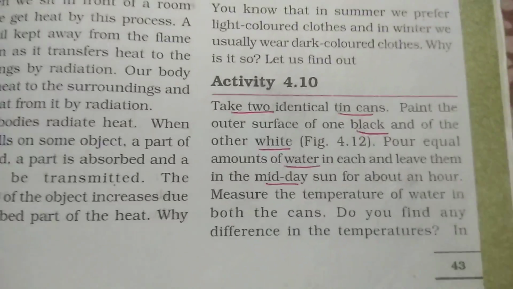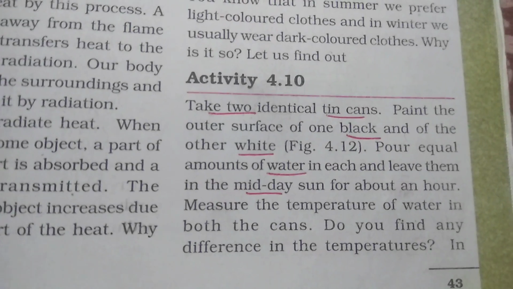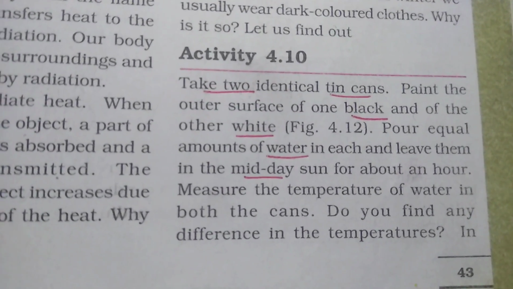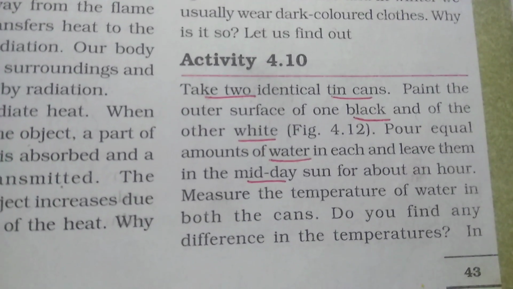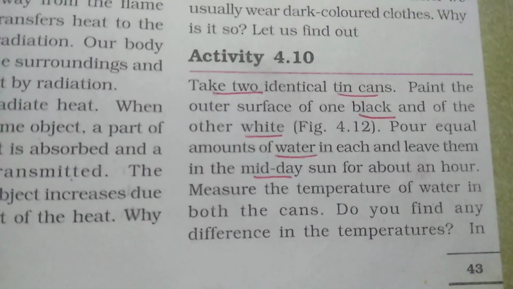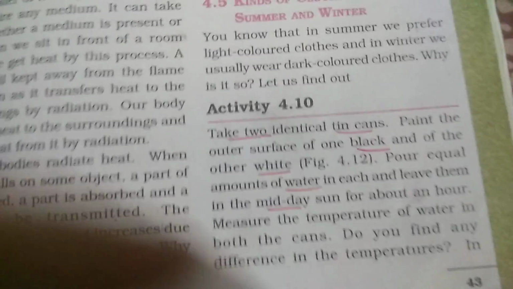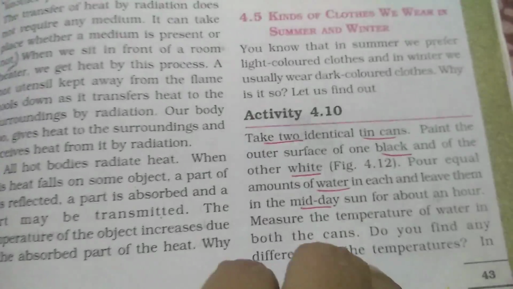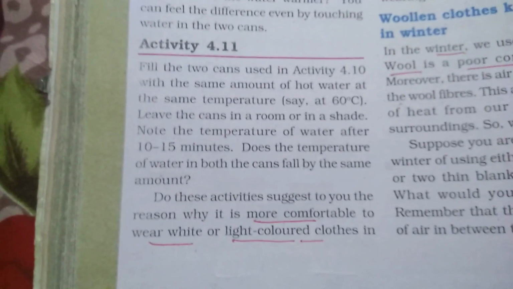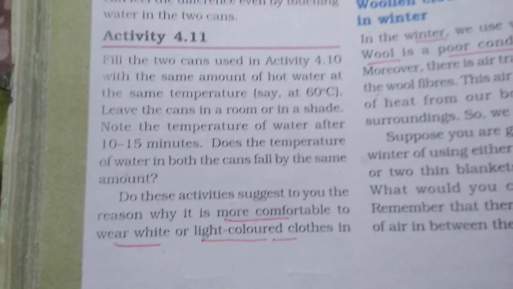Then you take two identical tins. Identical means the same. Color one black and the other white. You pour water in them and keep them in the sunlight. Will you be able to identify which heats faster? The water in the black container gets heated faster. This shows that white color does not absorb heat and black color absorbs heat.